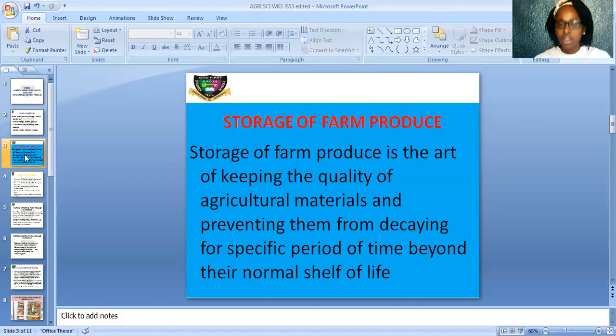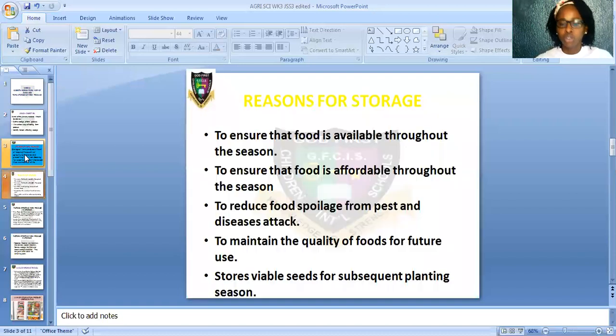Take that again. Storage of farm produce is the act of keeping the quality of agricultural materials and preventing them from decaying, from spoilage, from getting infected, and from decaying for a specific amount of time beyond their normal shelf life. Say. So let us look at the reasons for storage.